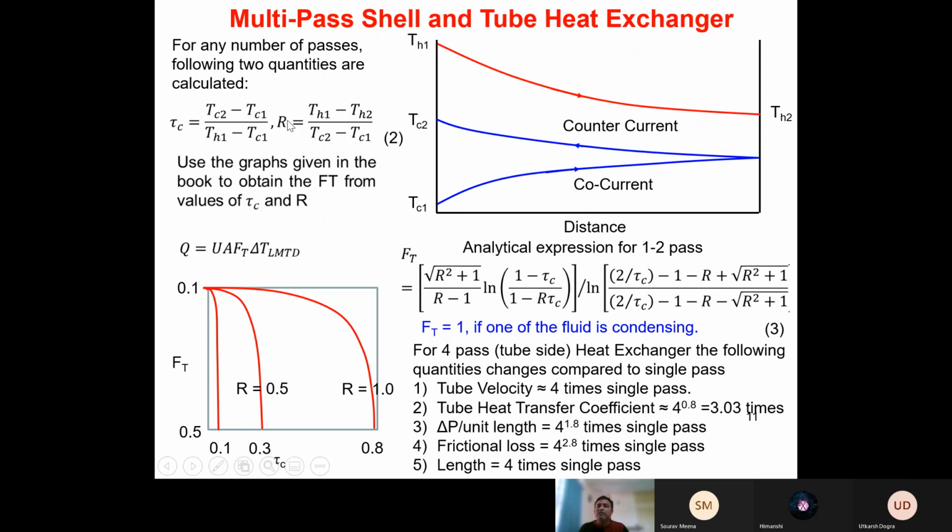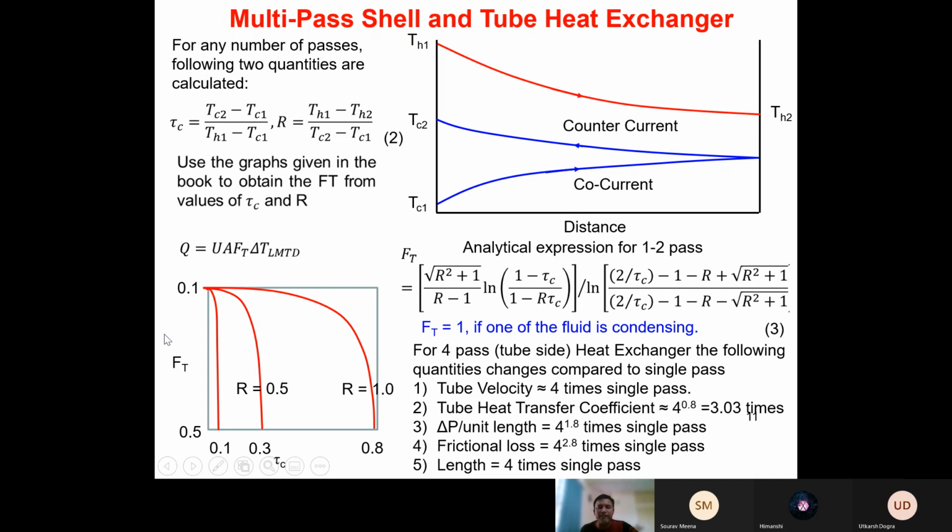Now these two quantities, tau C and R, are used to calculate the F factor. There are several graphs given in the book. A typical graph is shown here. In this particular graph, Ft versus tau C is plotted, and in this plot there are different curves, shown in red, each for a typical value of R.